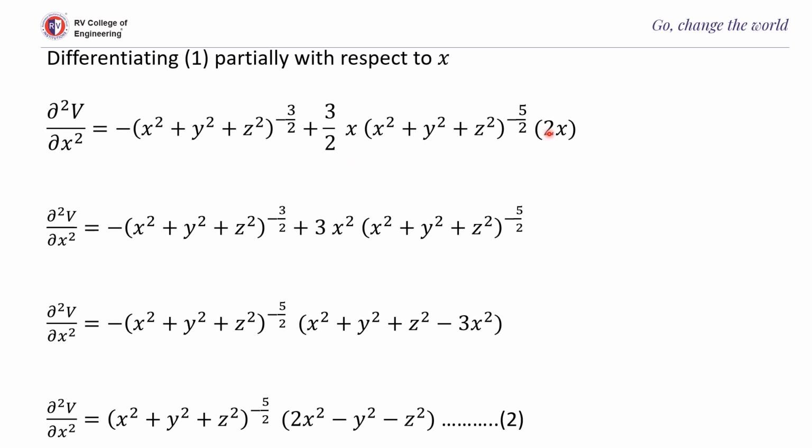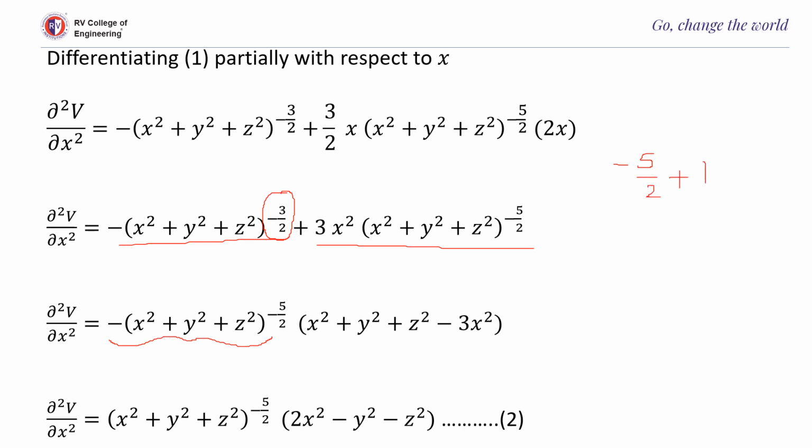And here you observe that the term 2 gets cancelled and you get 3 into x is x squared. So it is (x squared plus y squared plus z squared) raised to the power minus 5 by 2. Now from these two terms, this is the first term and this is the second term. From these two terms, I am taking minus (x squared plus y squared plus z squared) raised to the power minus 5 by 2 as a common factor, because here minus 3 by 2 is there. So you can clearly write that as 5 by 2 plus 1.